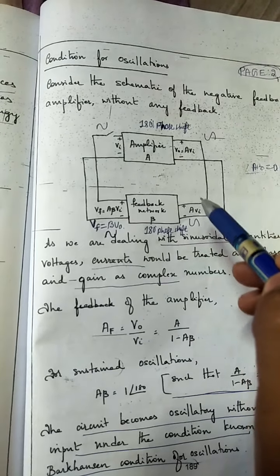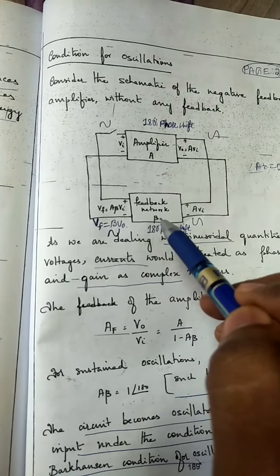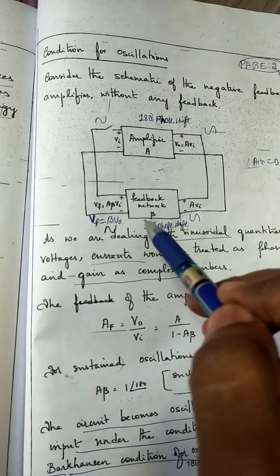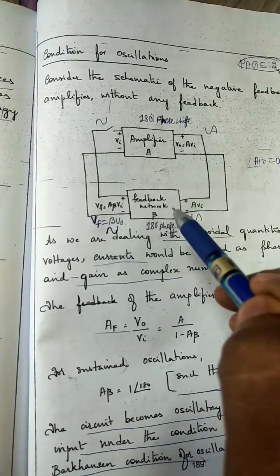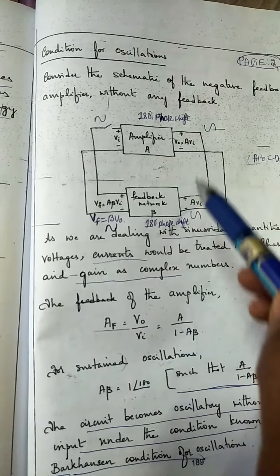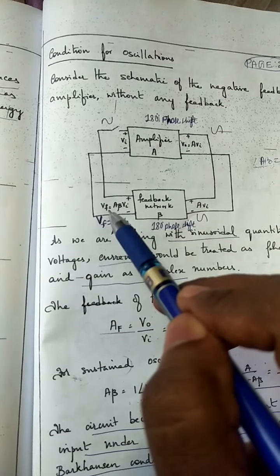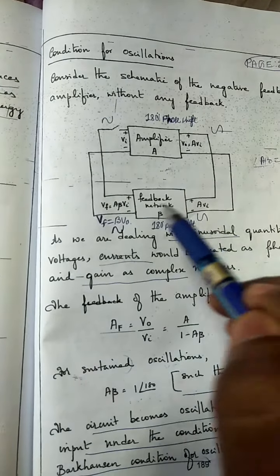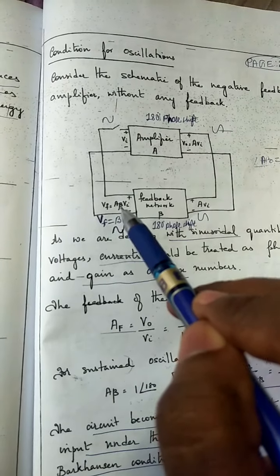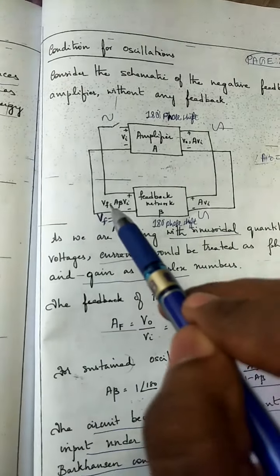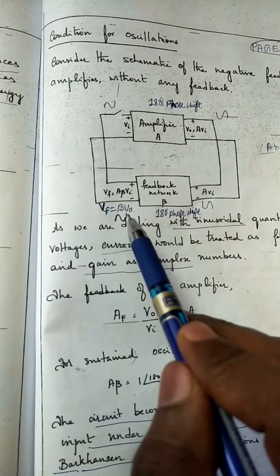This output voltage is fed back through a feedback network. The feedback factor, I call it beta here. This feedback network consists of resistors. The input to this feedback network is V0, that is A into Vi. The output of this feedback network is Vf, which is A into Vi into beta, because beta is equal to output voltage by input voltage. In this case the output voltage is Vf and the input voltage is A into Vi. Therefore Vf is equal to beta into V0.